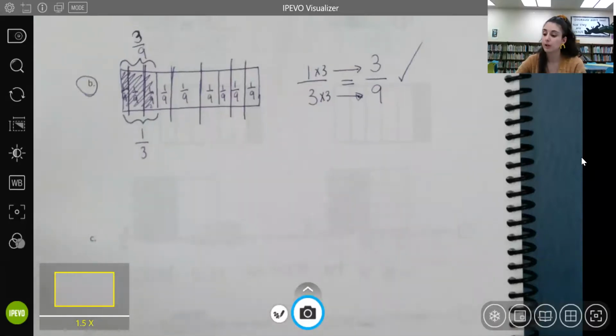And that is all the problems, all the must-do problems that you had to do today. So I hope this was helpful and informative, and it helped you understand more about equivalent fractions.